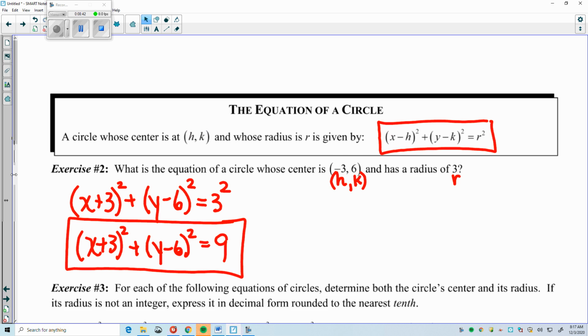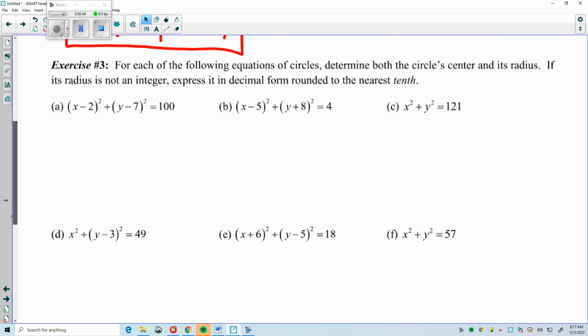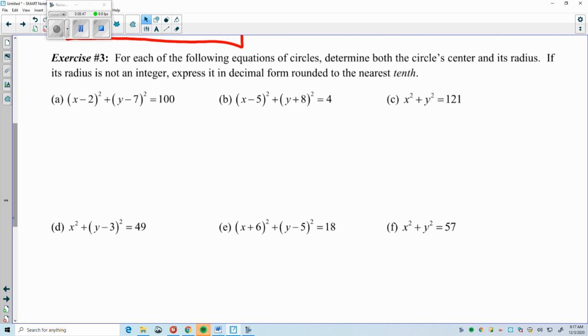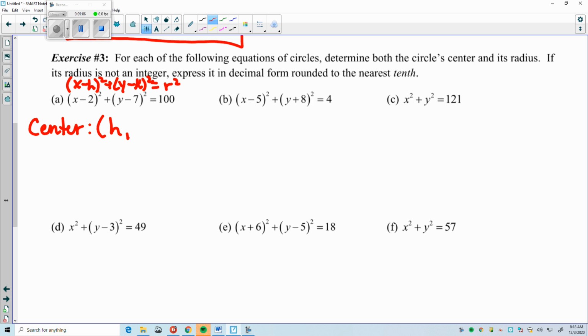Okay, so what if we already have the equation, and we need to figure out the center and the radius? All right, well, let me just go backwards. So we think to ourselves, remember the formula: (x - h)² + (y - k)² = r². So I know the center point is going to be that (h, k). And I know the radius is just equal to r.